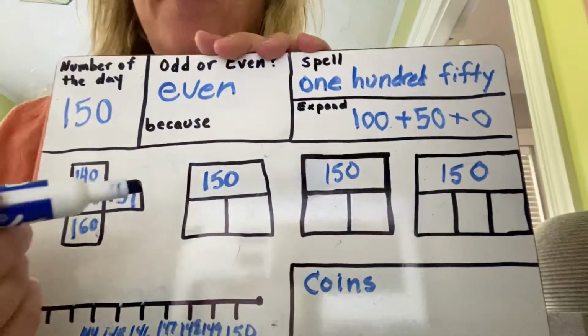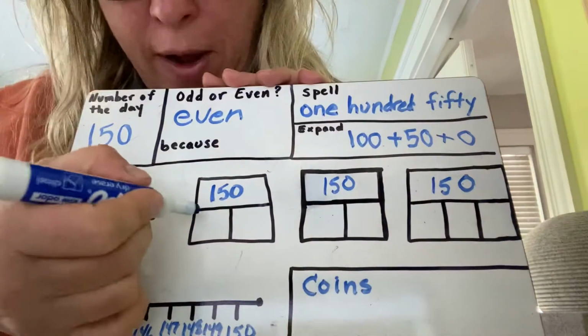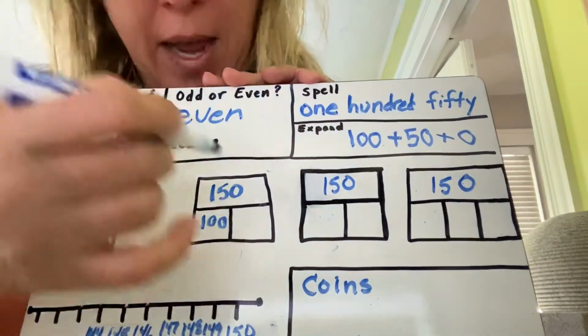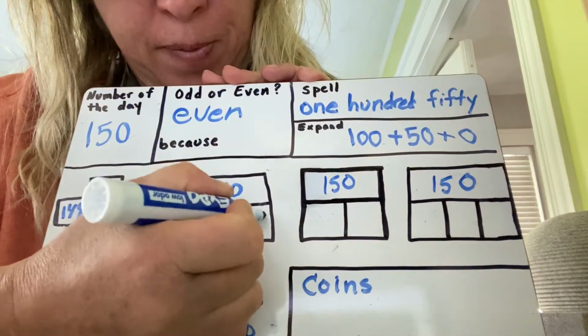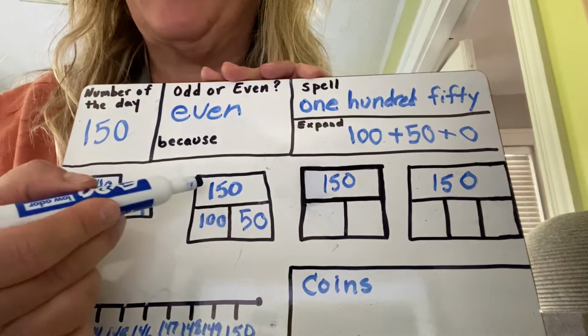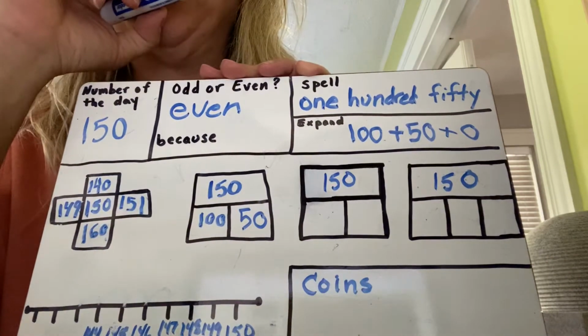Let's see, part whole for 150. Well, we already said if we have 100 and we have 50, we can split it apart. 100 plus 50 equals 150. What's another way to do it?